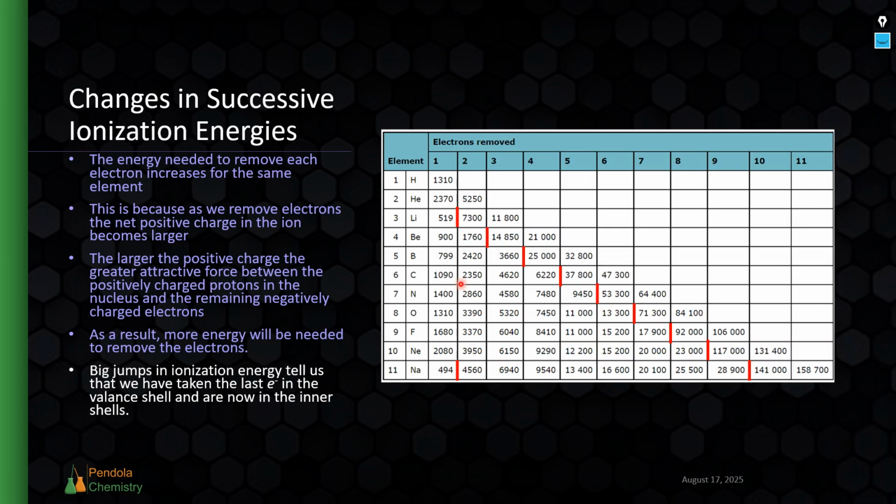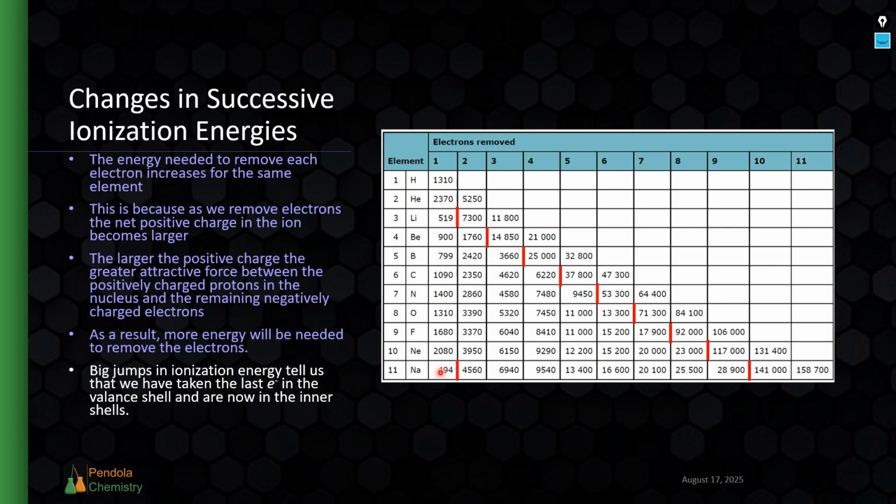So just by looking at the successive ionization energies, we can identify what group an element is in, even if we don't know what that element is, because we can identify how many valence electrons it has. And then we can even look at the different layers. If we look at sodium, Na, element number 11, so it has 11 electrons, we can see that after the removal of one electron, the next ionization energy jumps to 4560.